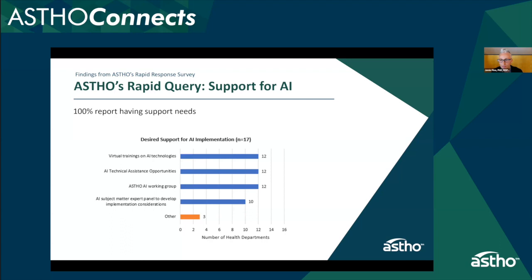We also asked participants about their needs for support in implementing artificially intelligent tools in public health practice. And they all responded that they need that. So there's a strong desire in the public health community for guidance and feedback and training as they integrate these tools into practice. The desired support that they described the most were a desire for virtual trainings on AI technologies, technical assistance opportunities to help them integrate this work into their environment, a working group that they could join so that they could share ideas and knowledge, and finally, an AI subject matter expert panel to develop implementation considerations. So the takeaway message here is that public health practitioners are eager to learn more and would like assistance.